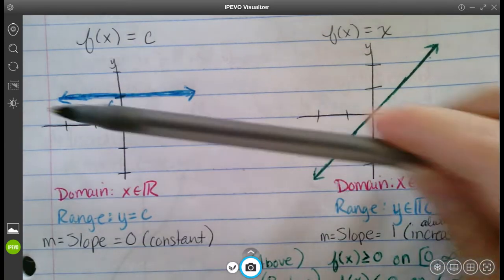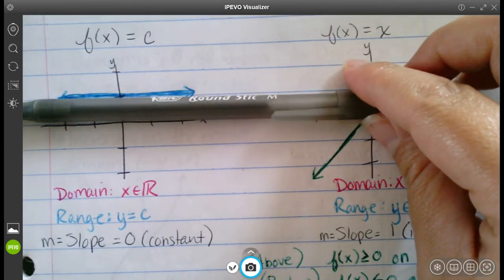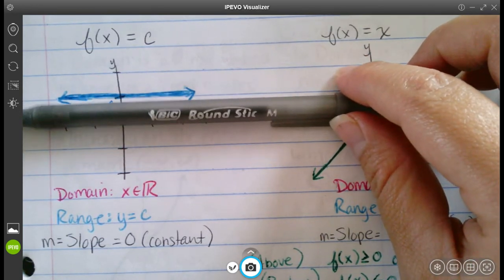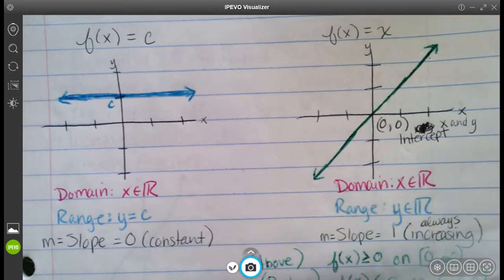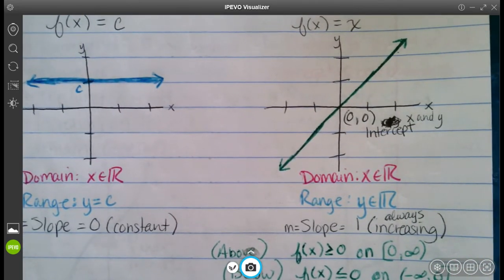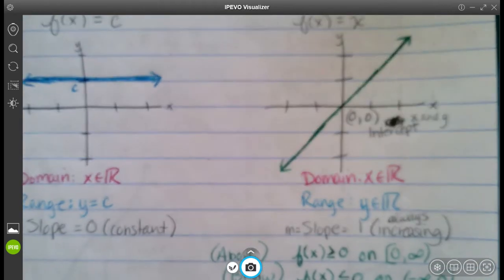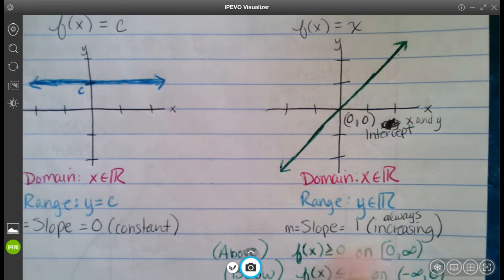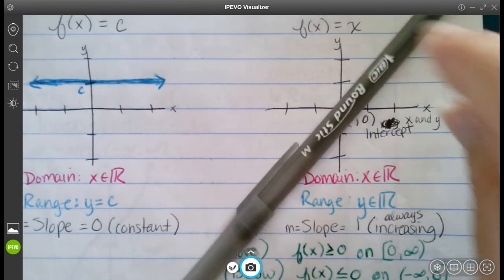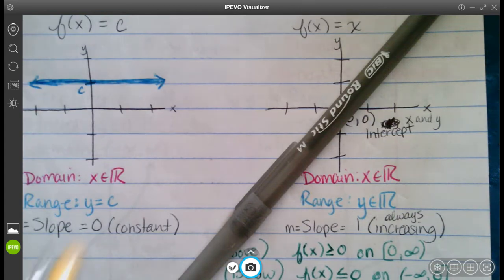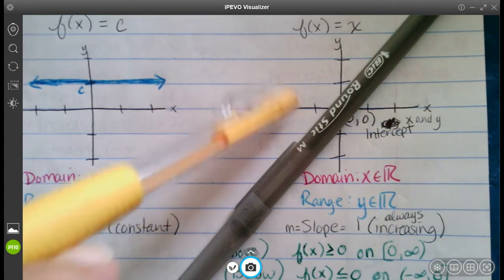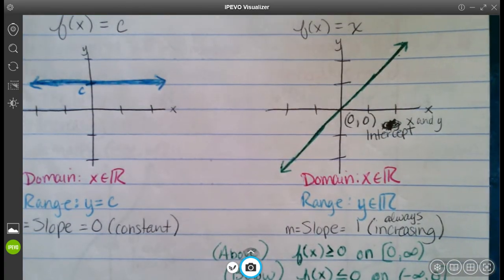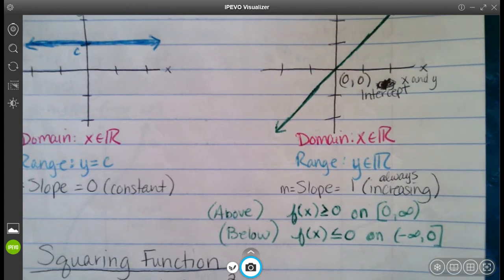Our slope is equal to 0 for this one because, again, if you were walking on this line, it would be a nice, easy stroll. No heavy breathing going up a hill or anything like that. And it's constant. The slope for our identity function is 1, and it's always going to be increasing because, again, if you're going from left to right, you'd be climbing up, not falling down.